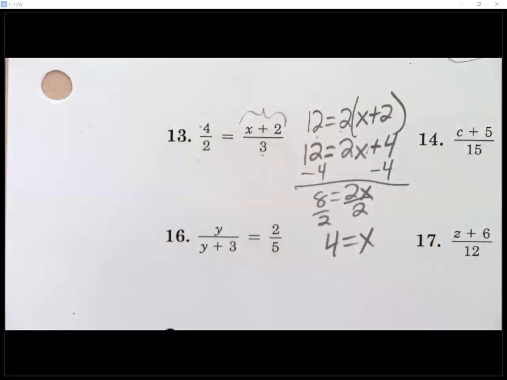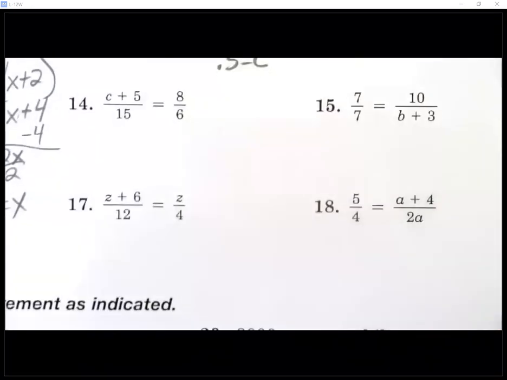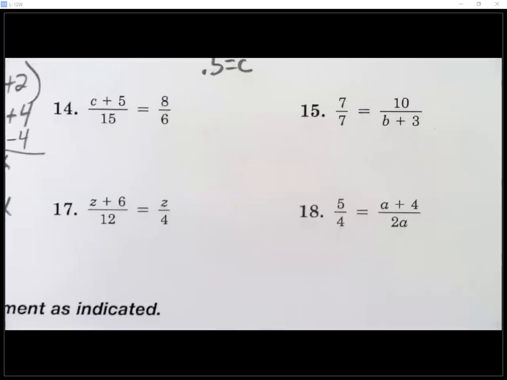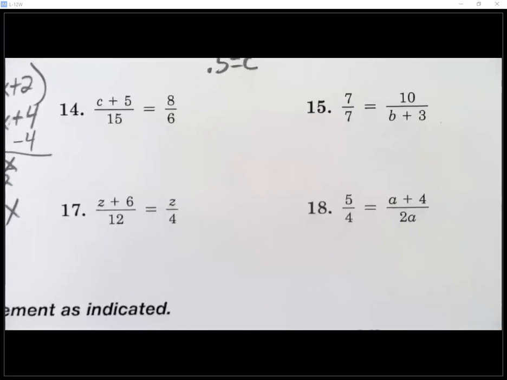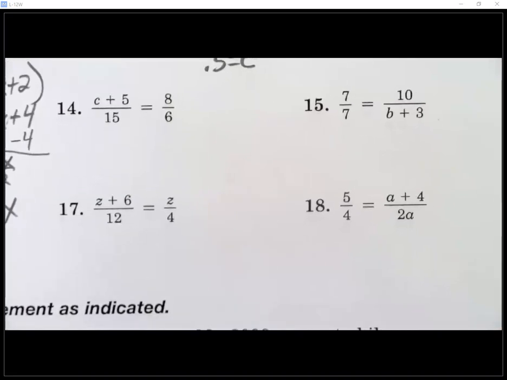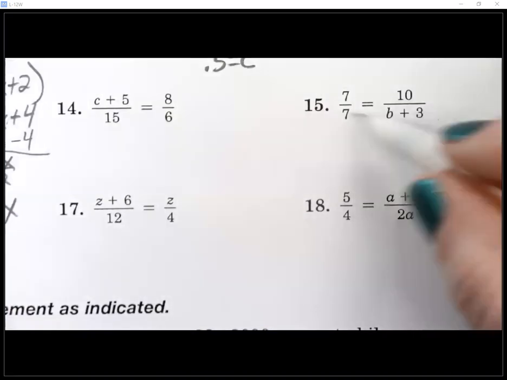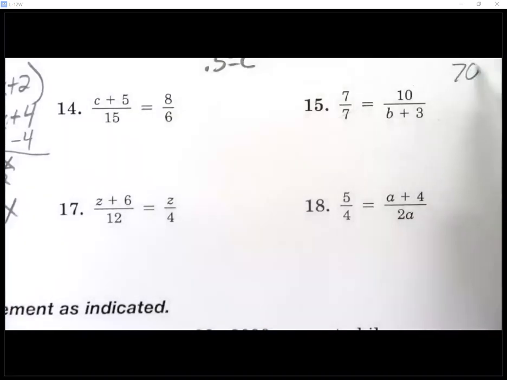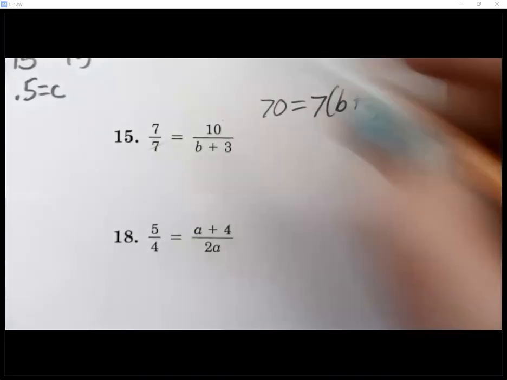All right, 15. Another one with that binomial, that 2-term thing. So that's how you know you're gonna have to distribute. So Ash, what did you get on 15? I got 7. Okay, I don't have the answers in front of me, so you might be right. Let's see. 7 times 10 is 70. And then on the other side, I'll be doing 7 times b plus 3. There we go. Let's distribute that 7.